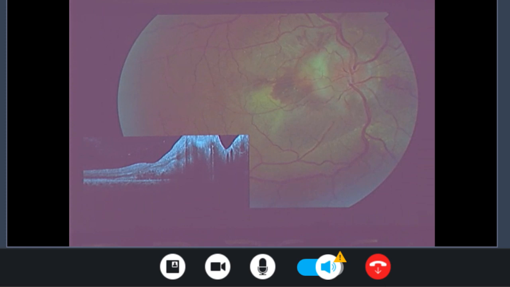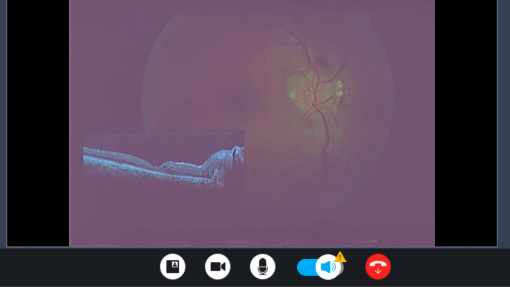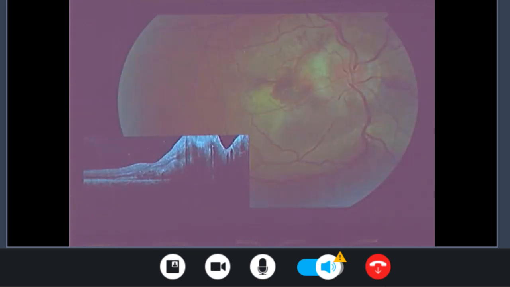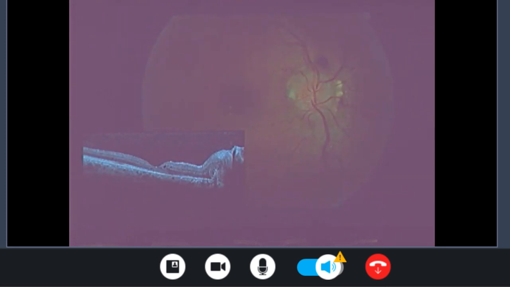So this is at presentation. And this is after treatment. You can see something here. What is this called? So this is the cause.